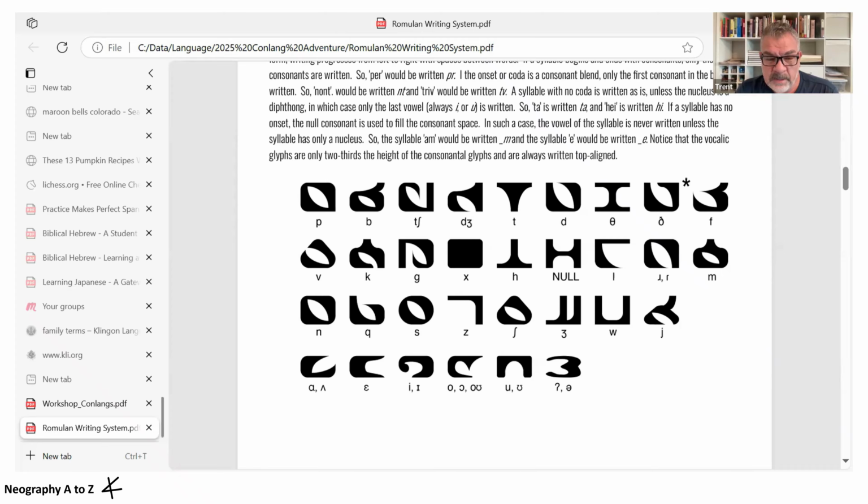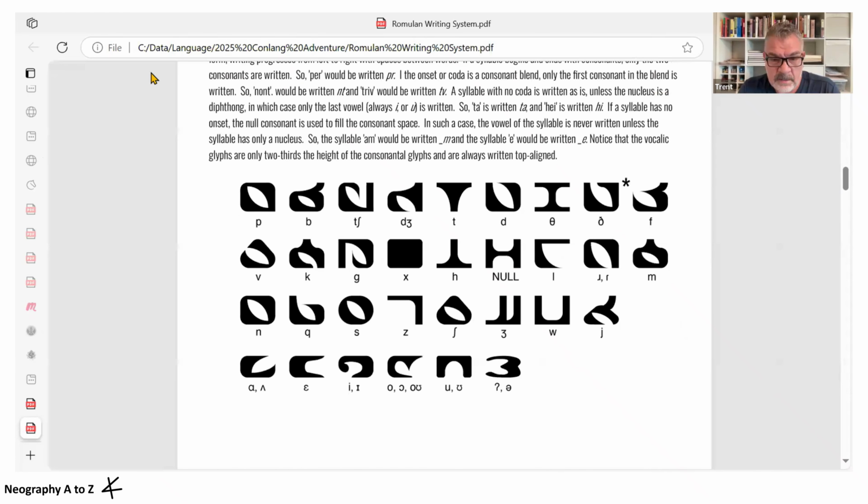You'll notice too that there is a null consonant, looks kind of like an H there in the chart. That's for any syllable that does not have an onset consonant.